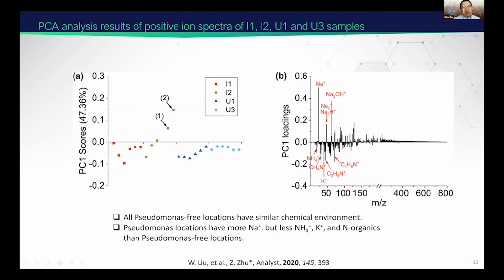Here, if we go to the positive ion spectrum, we can get a similar result. Most Pseudomonas-free areas share similar PC1 scores, and only these two locations have relatively positive PC1 scores. So that is similar to the negative one. The Pseudomonas-free locations have a similar chemical environment, but the Pseudomonas areas have more sodium but less ammonium, potassium, and nitrogen organics than the Pseudomonas-free locations.